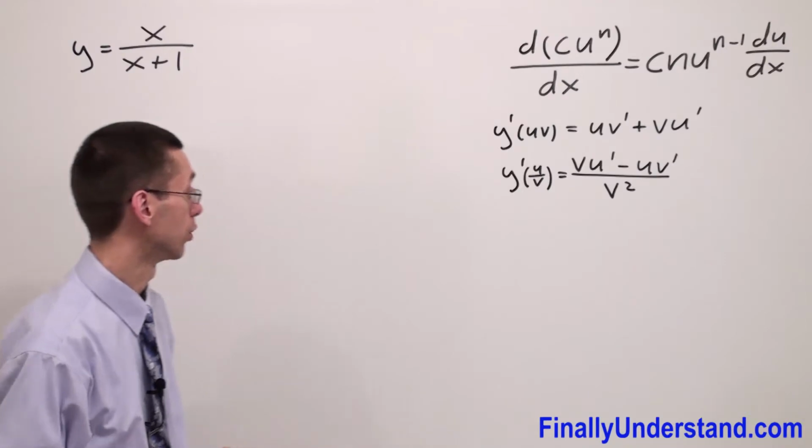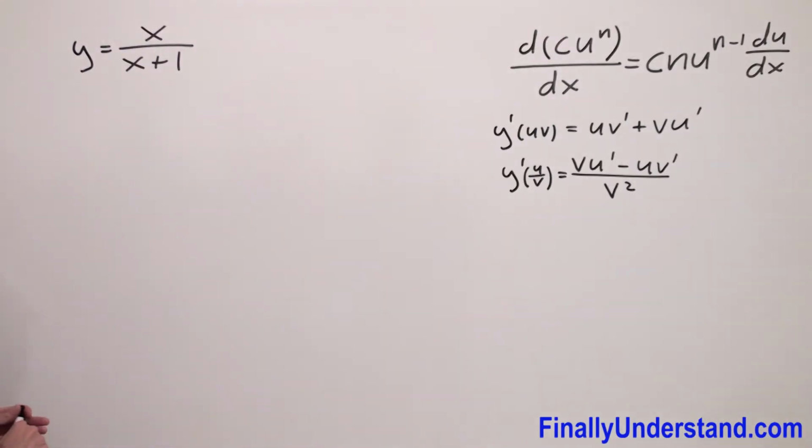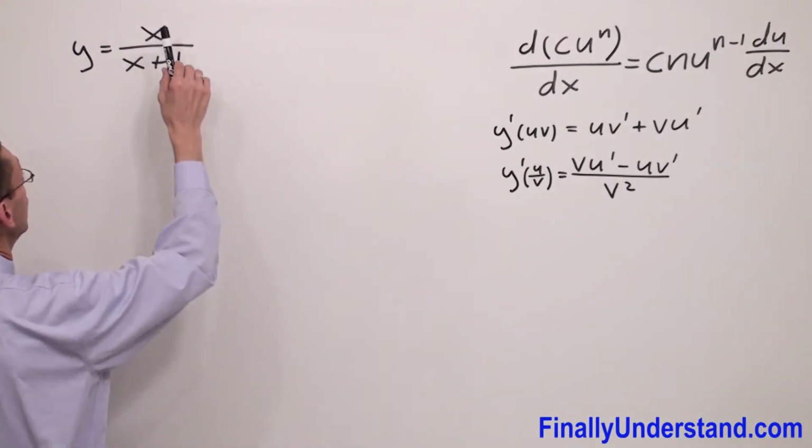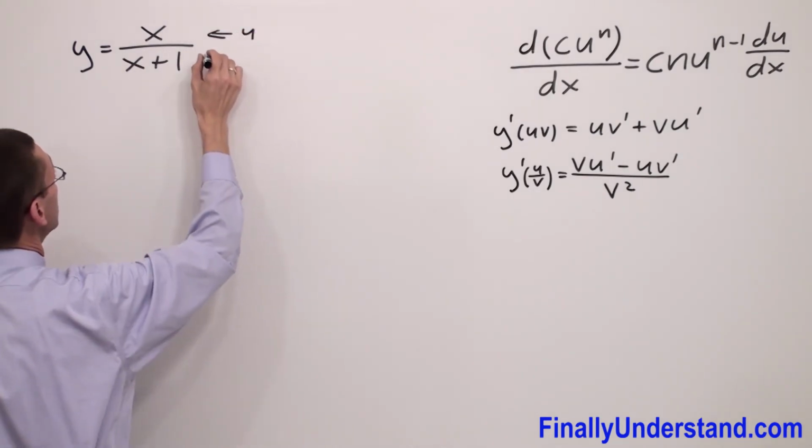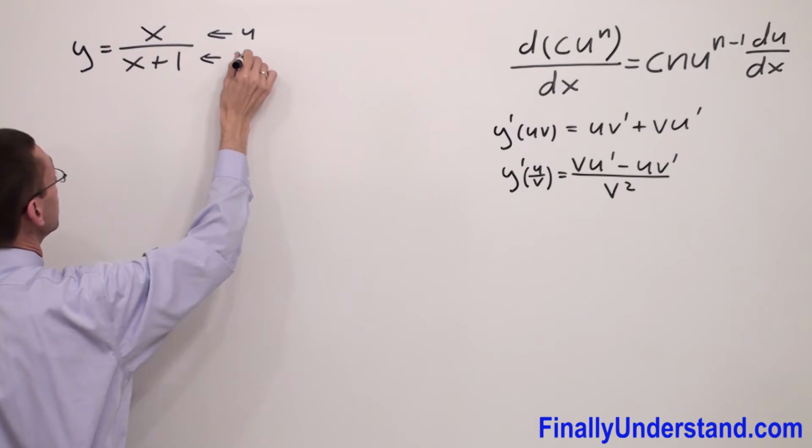This time we are going to discuss the derivative of a quotient. In other words, we are going to talk about the division. So, the numerator is going to be my u. The denominator is going to be my v.